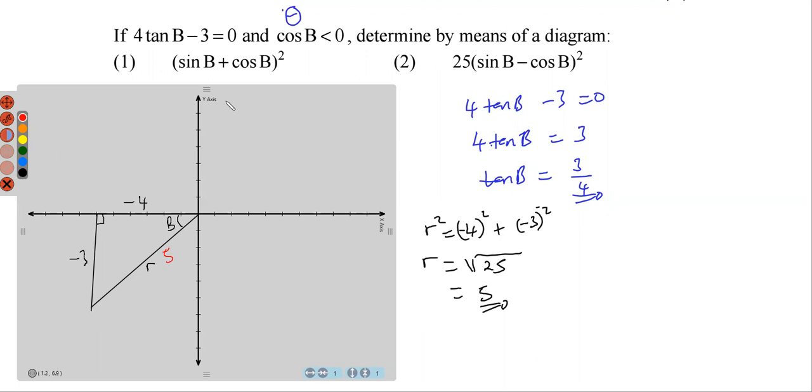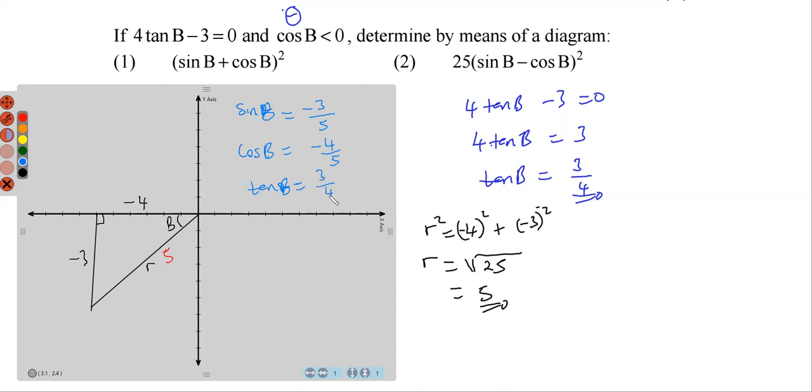Now, let's put the values down and see what we have. Sine B is equal to, what is our sine B? Sine B is opposite over hypotenuse, so it's negative 3 over 5. What about cos B? Cos B is negative 4 over 5. What about tan B? Tan B, we know that because we have it, is 3 over 4.